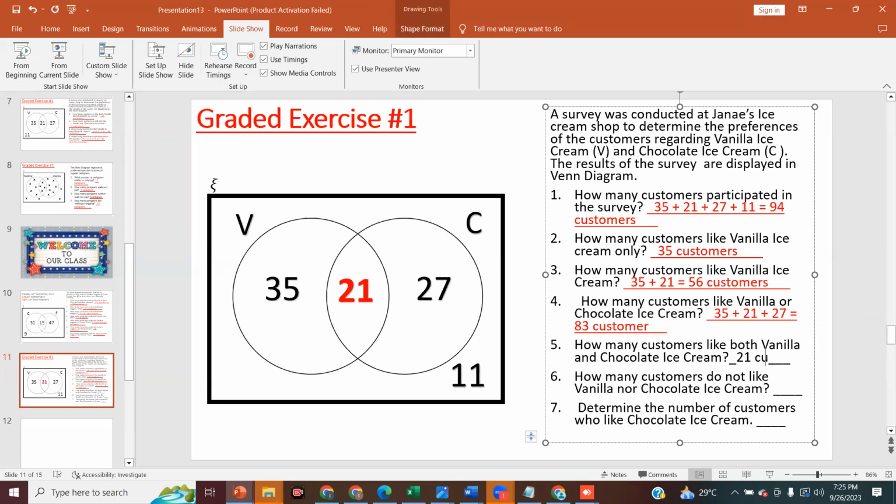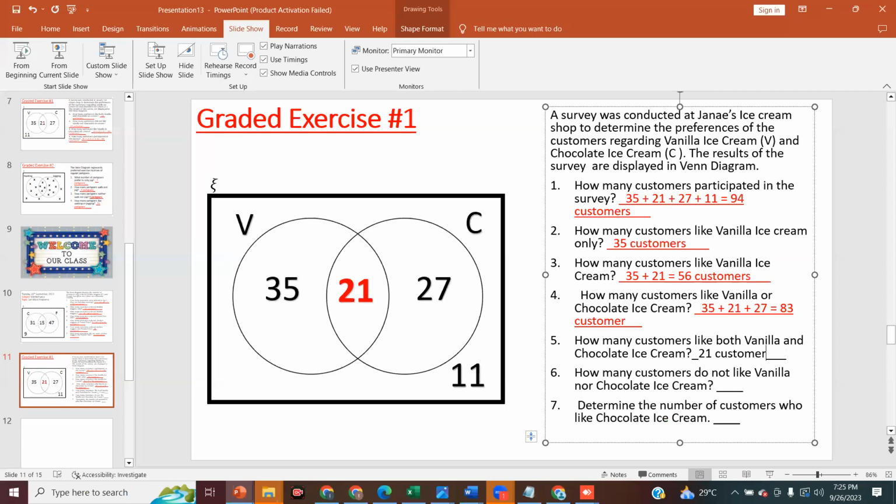How many persons got 21 for this one? 21. Very good. Yes, this is the intersection. I'm surprised some of you had this wrong. It's the intersection. Mr. Badin, go ahead. 11, the people who didn't participate in the survey. No. They participated in the survey. They just didn't have the preference of vanilla or chocolate. All right.